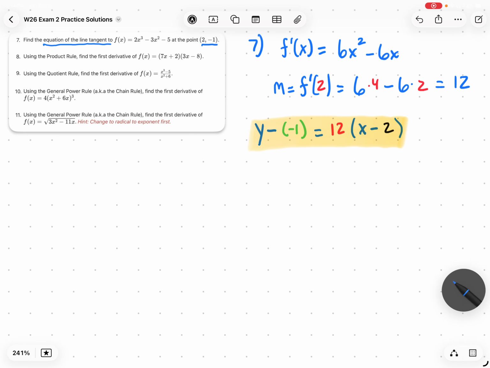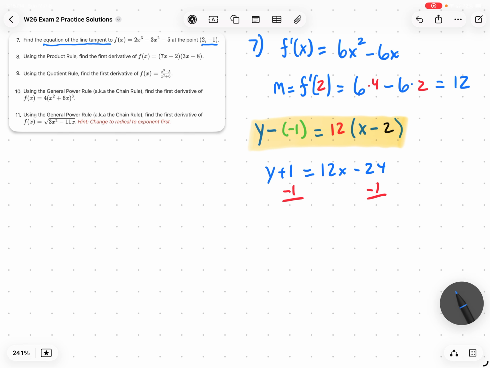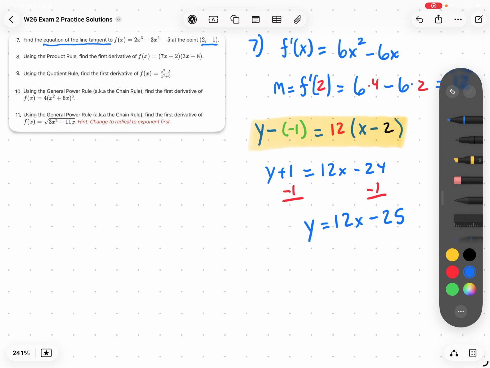Now, to finish this off, so I said this was y plus 1 equals, and then I can distribute that 12. So this is 12x minus 24. And then all I'll do is just subtract 1 from both sides here. And if you're wanting to see this in the more traditional slope-intercept form, you do y equals 12x minus 25. And that's also a perfectly acceptable answer. We'll highlight that one in green just to give it a little bit different color. But that's our number 7.